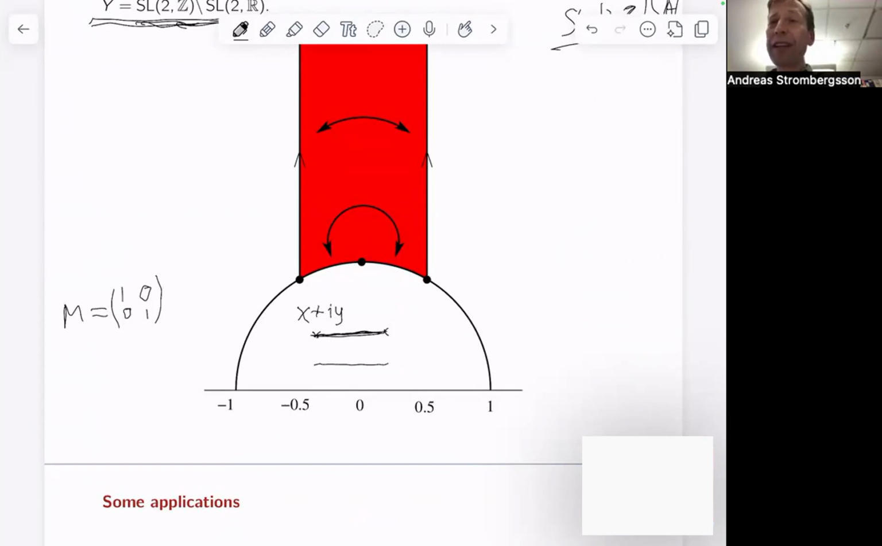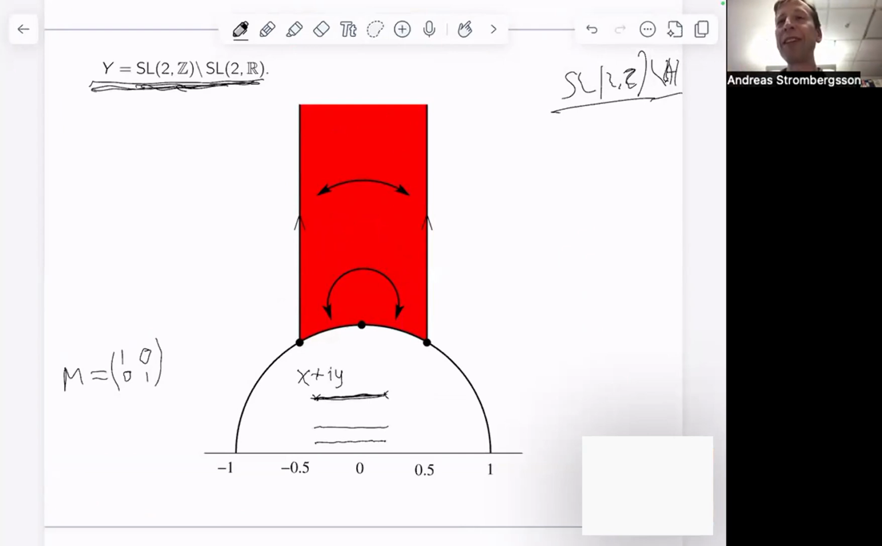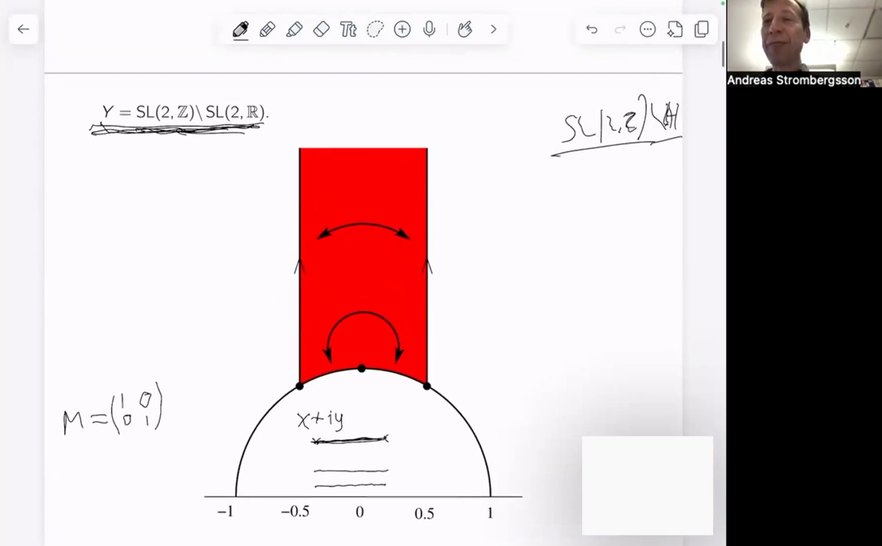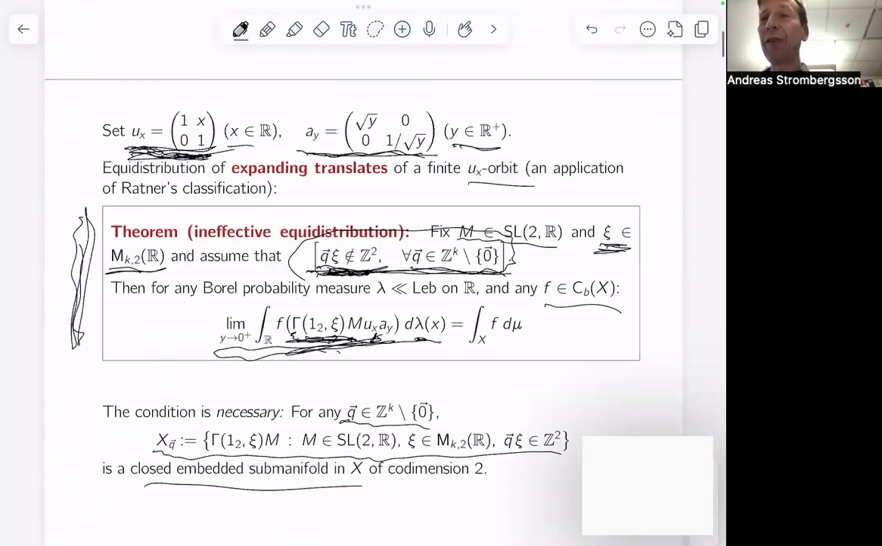And it's a well-known fact that if you let x go through a fixed interval, and then you let y go to 0, then this part of a closed horocycle becomes more and more equidistributed on the modular curve. And actually it becomes more and more equidistributed in the three-dimensional manifold Y. So that's a well-known result. But the result I'm stating here is that this holds even if you look at the fiber also. You become equidistributed in the space X, assuming that you impose this genericity assumption.